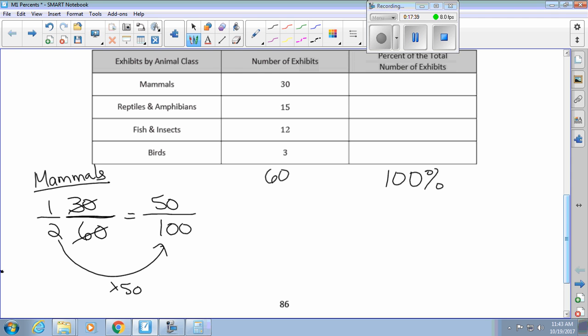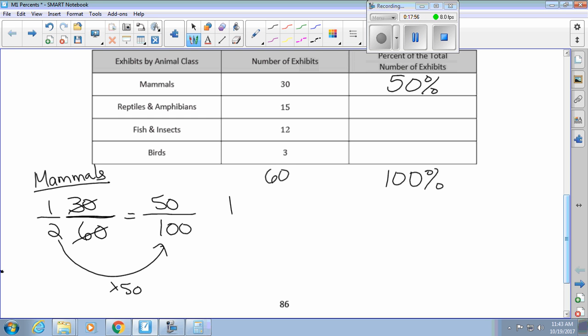Pam? 50%. Perfect. So we're going to put that right here. So 50%, 30 out of the 60 exhibits are mammals. Wow, I'm looking at mammals and I'm reading reptiles. Mammals. Let's talk about reptiles next.